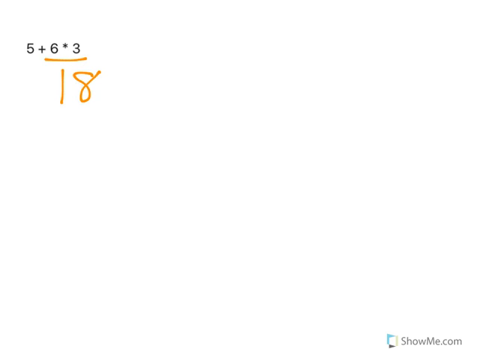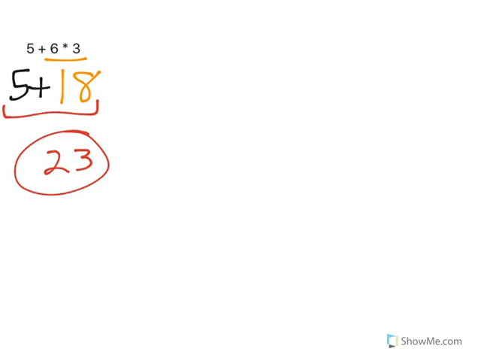I highly recommend you rewrite your problem. So the 5 comes down, and we now have 5 plus 18. So I add those two together, it's my last step. And this answer here is 23. Right? It's basically a two-stepper. And of course, some of these get more difficult.